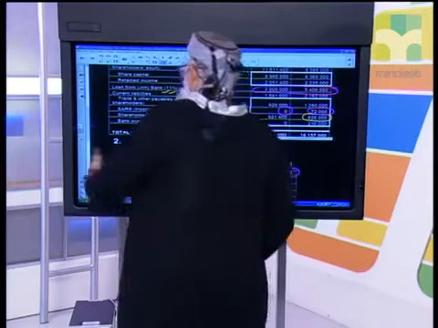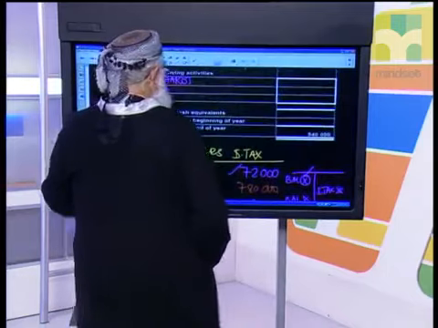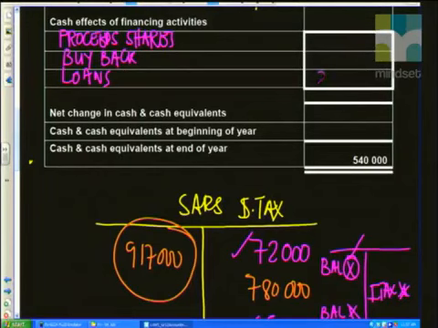In other words, what does this mean? It means that we had repaid a loan to the value of 2,400,000. Repaid, remember the U? That figure has to be in a bracket. Okay, now the proceeds of the shares.